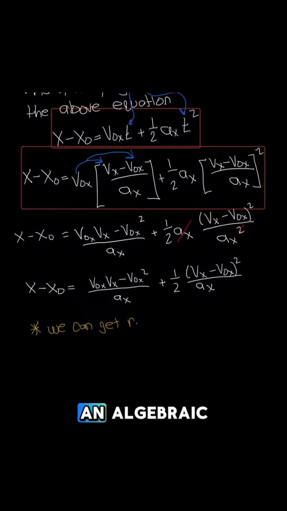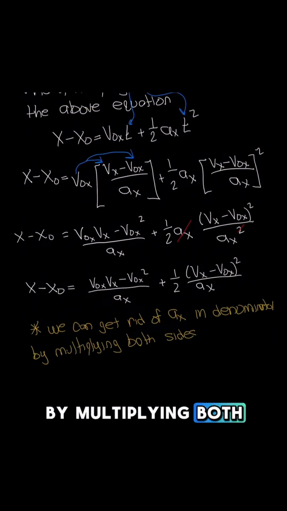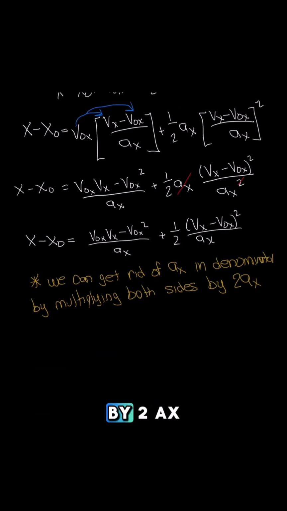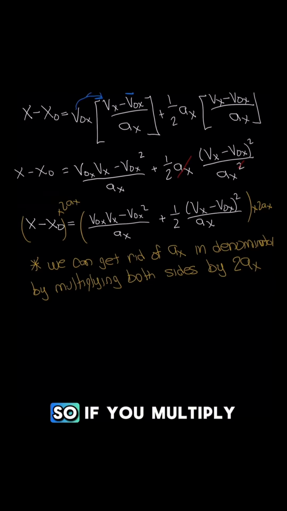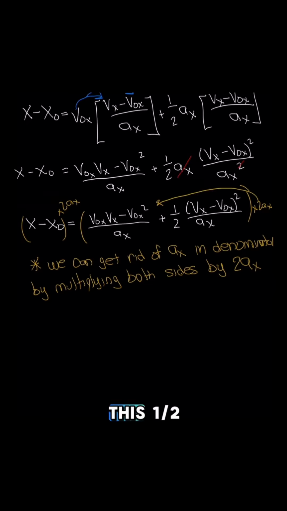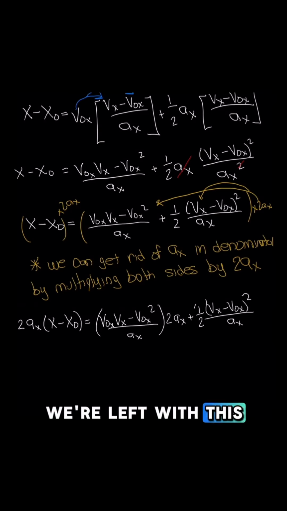And now we need to use an algebraic trick to get rid of the AX in the denominator by multiplying both sides by 2AX. We're multiplying it by 2AX because there's a 1/2 in the term on the right there. So if we multiply it by 2, we'll get rid of this 1/2, which makes the equation look nicer in the end. So if we distribute the 2AX to each term in the bracket and multiply it on the left-hand side too, we're left with this equation here.